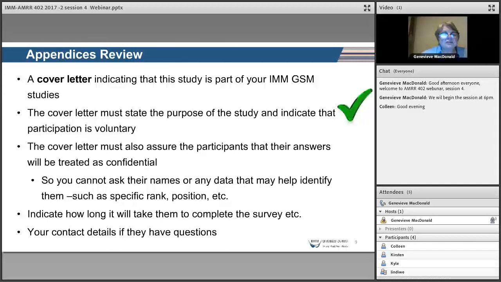It is also a good idea to actually indicate to them how long the survey will take, and that is where the pilot study will help you. People are not very keen to actually participate in surveys that will take them longer than, say, for instance, 10 minutes. The shorter the better, and the more likely they will be to actually complete this survey for you. And your contact details should be there should they have questions about the research, etc.